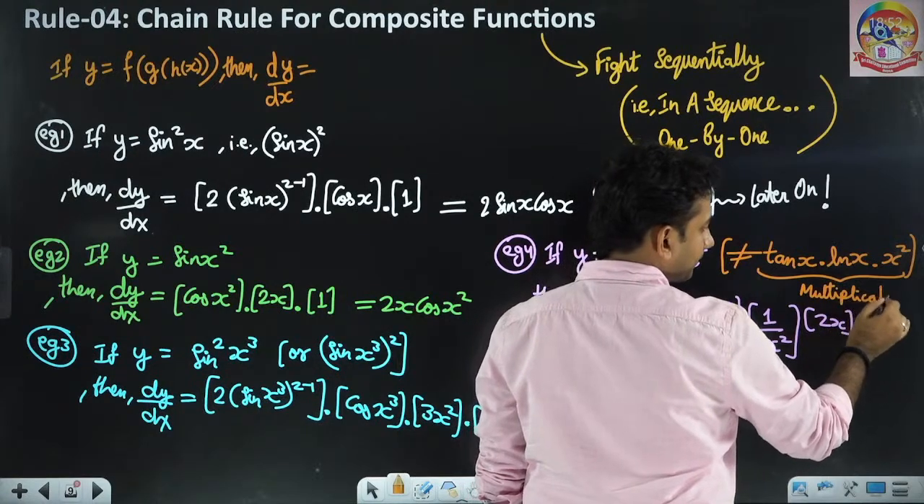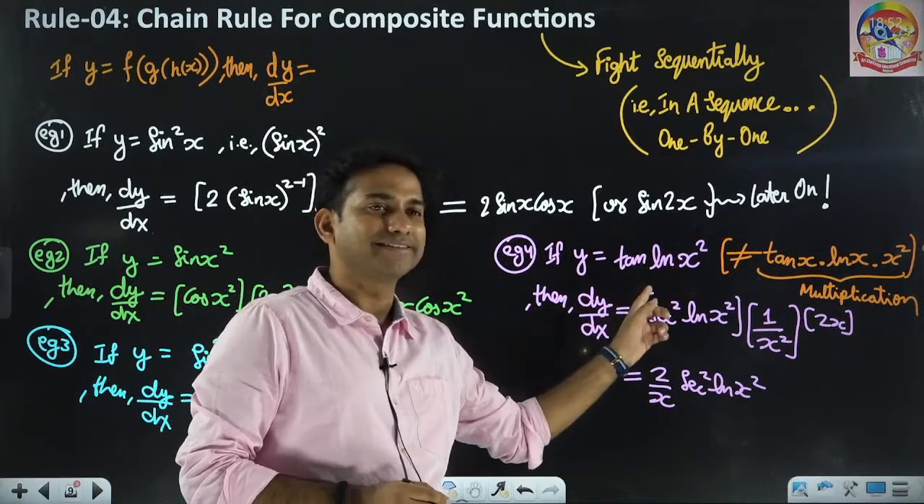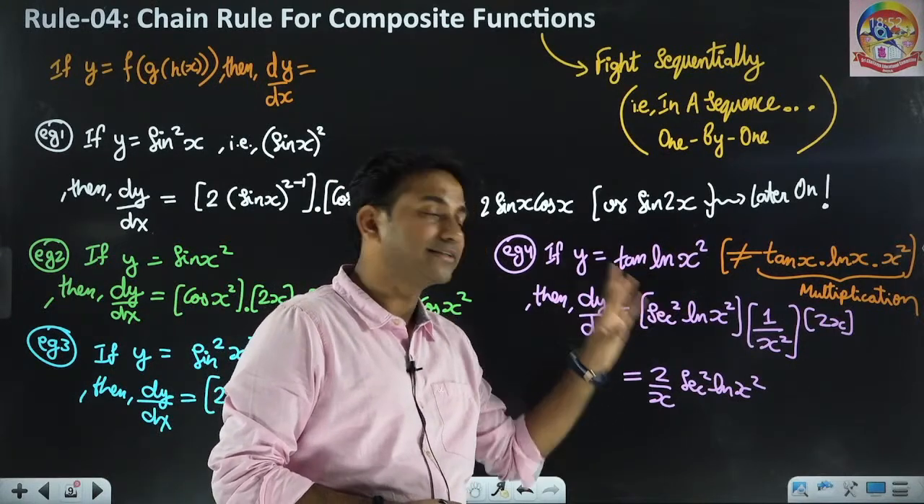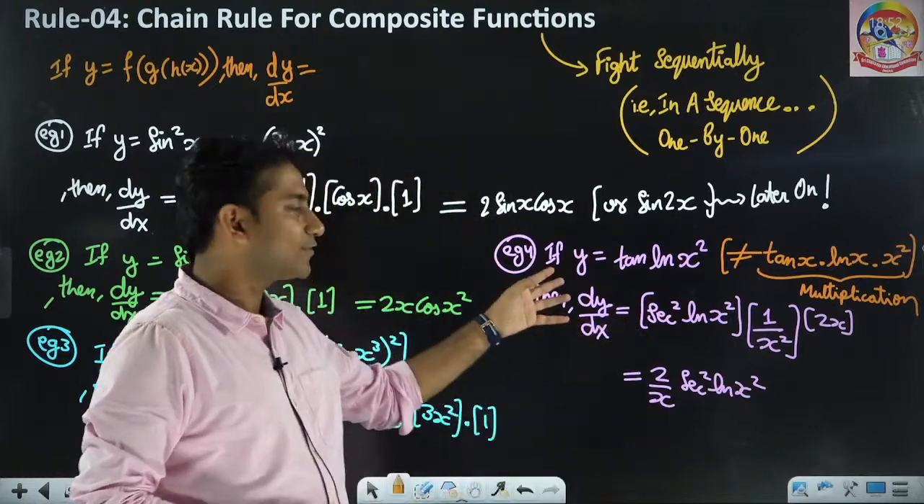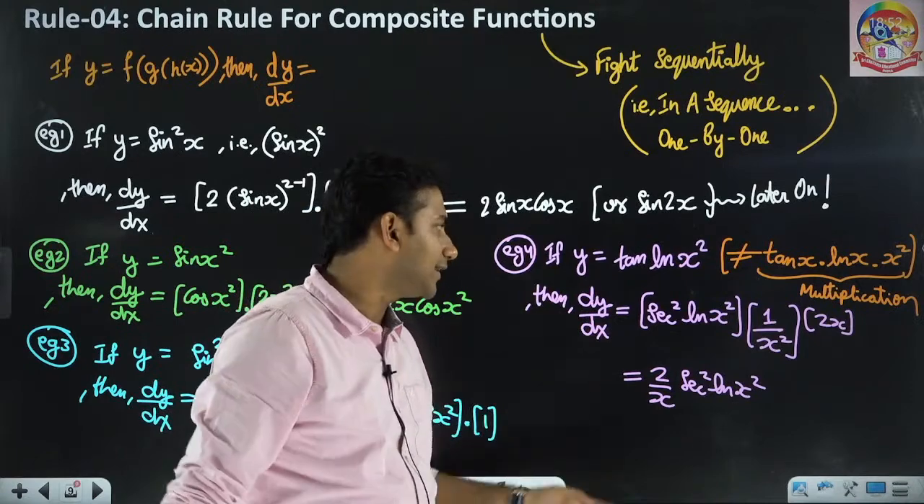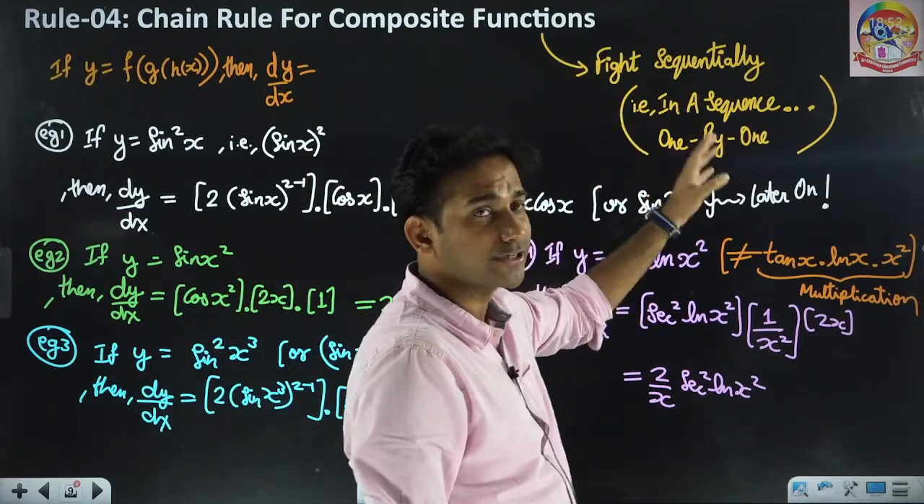Or product. But these are the three functions, one inside the other. x square is going inside ln, and ln x square is going inside tan. So this type of function, I call them composite functions, one inside the other, another inside the other, like that. Then how to differentiate it?